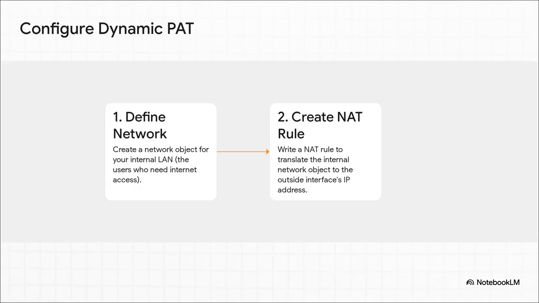And you know what? Getting your users online with PAT is ridiculously easy. Seriously, it's just 2 steps. Step 1, define your inside network using one of those object groups we just talked about. Step 2, write a single NAT rule. And that rule basically just says, hey, ASA, anytime you see traffic from that inside network going out, just translate its address to whatever your public IP is. That's it. You do that, and your users can browse the web.